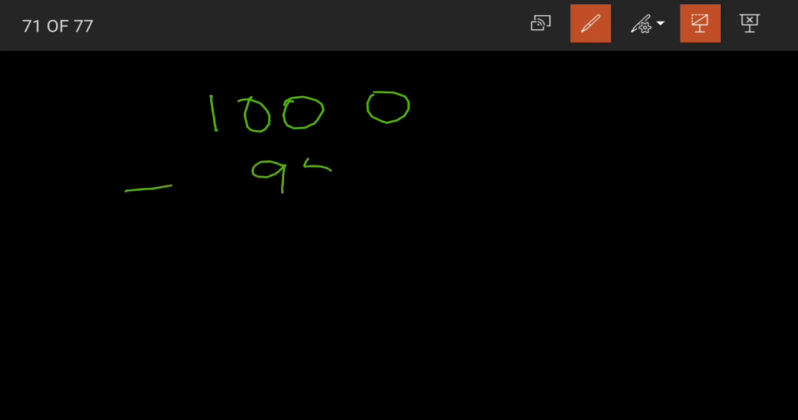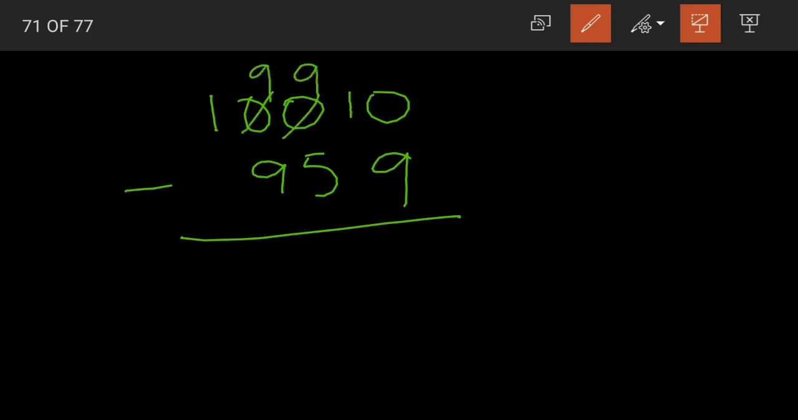1000 minus 959. Now 0 minus 9 is not possible. So we need to borrow. How to do the borrowing? First 0 becomes 10. The other zeros become 9. And after the zeros, whatever number we are having, we need to subtract 1 from it. So 1 minus 1 becomes 0. Clear, children? So starting from the ones place, 10 minus 9, 1.